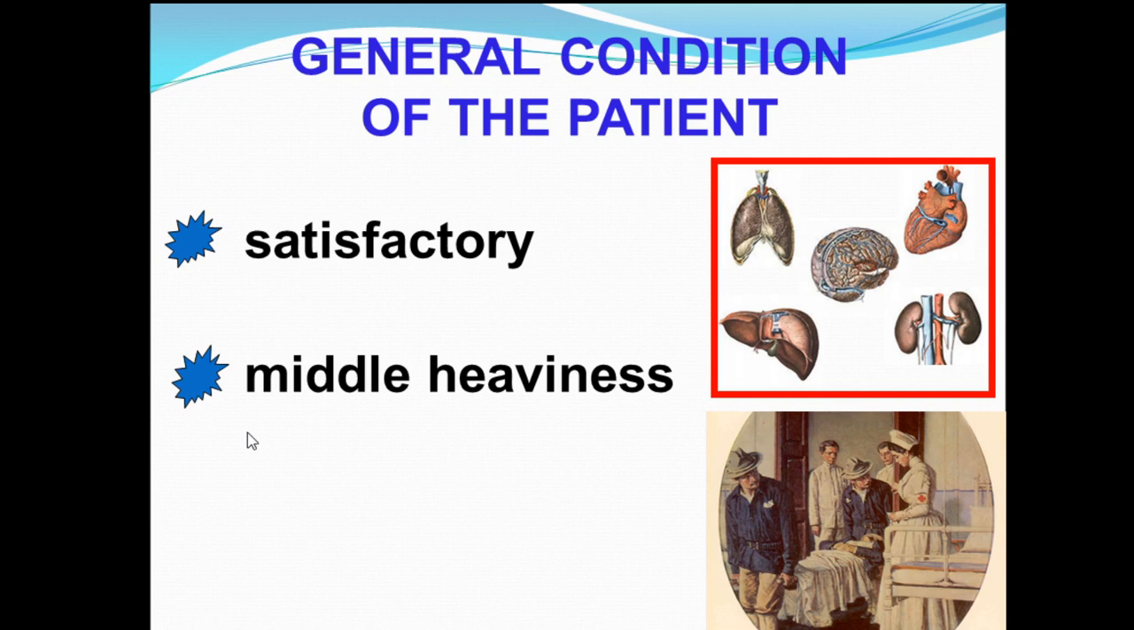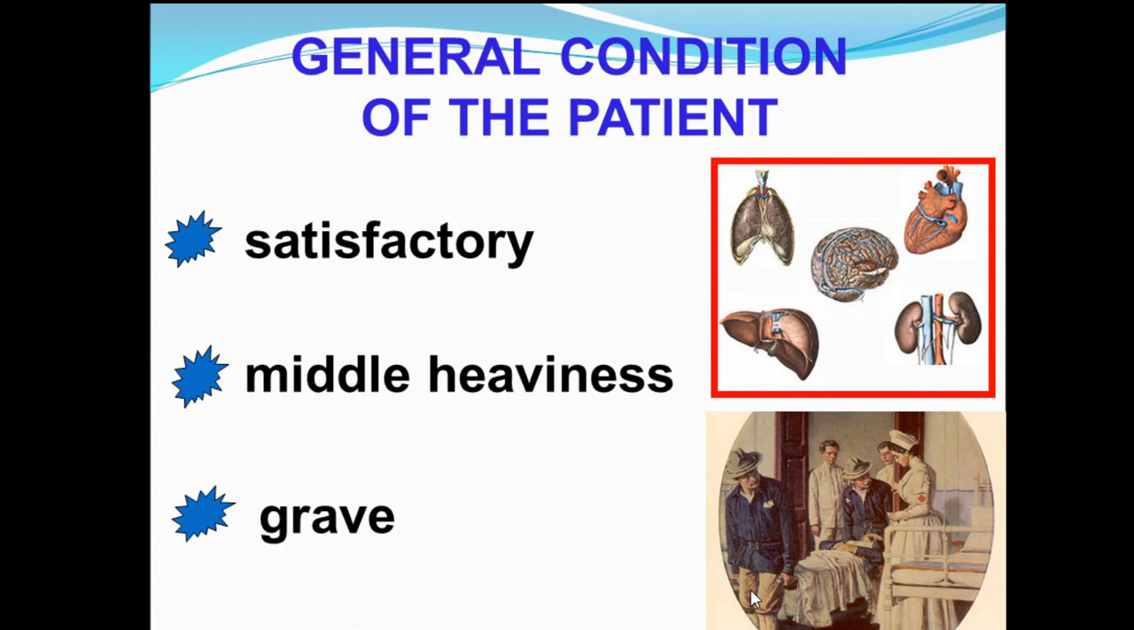Middle heaviness, for example, a patient with high fever, with high blood pressure, with some other problems which indicate dysfunction of some vital organs. And grave condition is characteristic for the patient with poorly insufficiency of vital organs. In other words, maybe all or more than two vital organs are affected and their function is significantly disturbed, such that we cannot give any prognosis for the patient's life. His life can be stopped any time. And you understand, depending on general condition, we determine the next way of his treatment and examination.